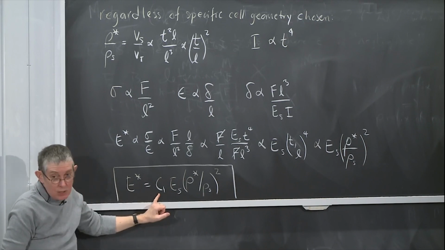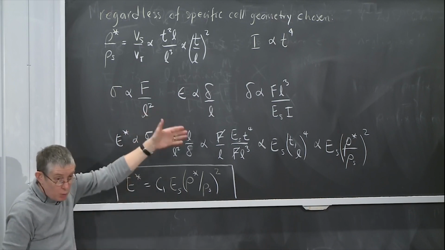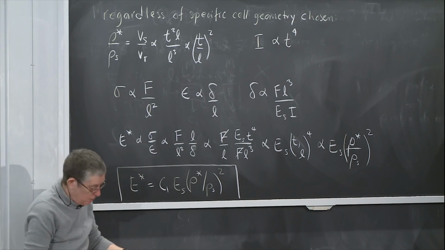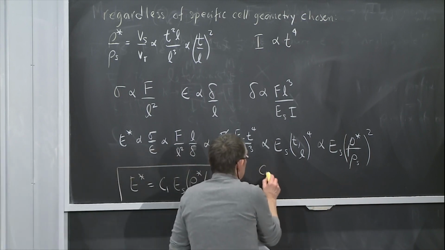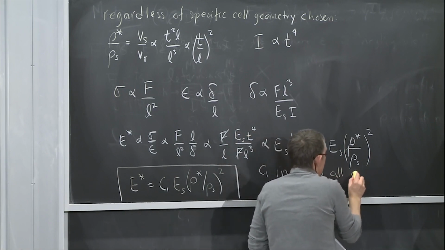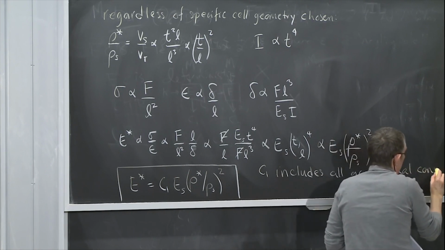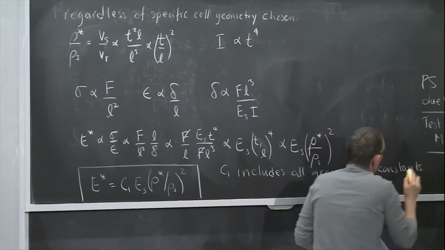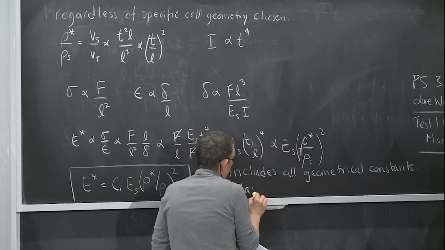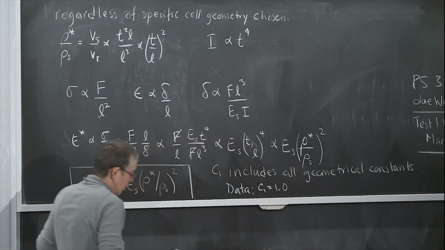And then this constant C1 wraps up all the geometrical constants that I've said, you know, one thing's proportional to another and something else is proportional to another. C1 just wraps up all of those. So I'm just going to say here C1 includes all the geometrical constants. And we have to get C1 by looking at data. If we look at data for the Young's modulus, we find that C1 is just about equal to 1.